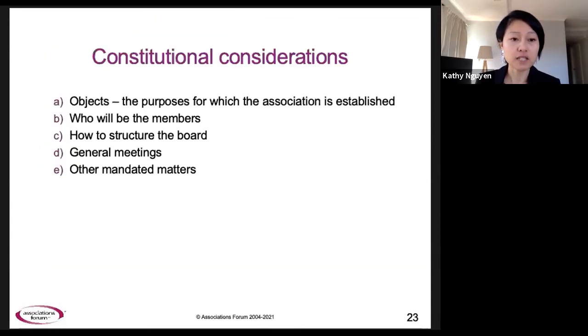So in terms of what's in the constitution, there are 5 main areas. The objects, the membership, the board, a section about general meetings, and then other mandated matters. So with the objects, it's a weird term, but basically this is the clause that outlines the purposes or the legal reason for why the association is being established. This is really important because it does influence taxation status.